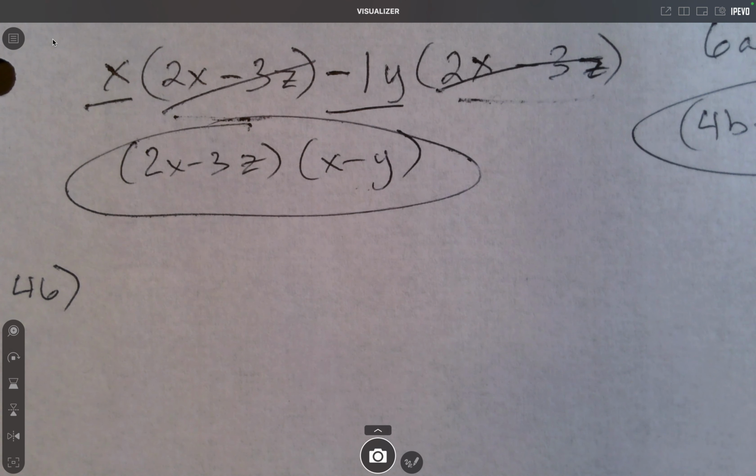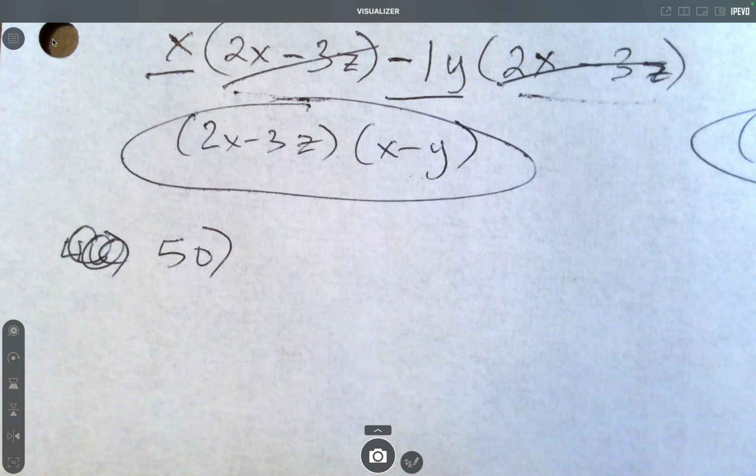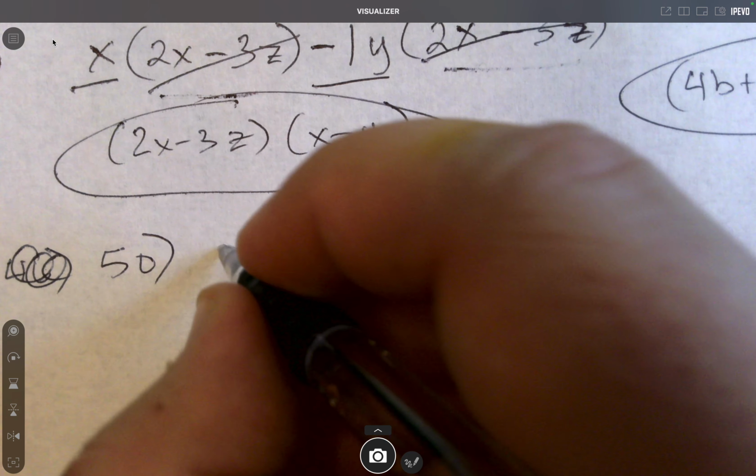Okay, 46, there's nothing like that on the test, so we'll just ignore it. We won't worry about 48 either, nothing like that on the test. So let's skip to 50. So from here on, we're doing the quadratic trinomials, meaning the things with 3 terms.